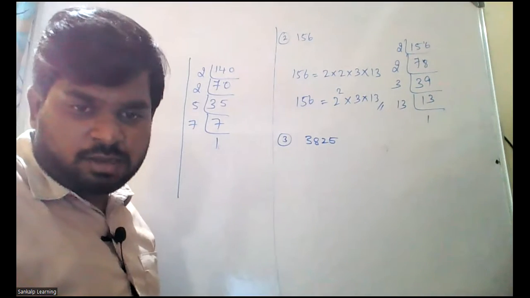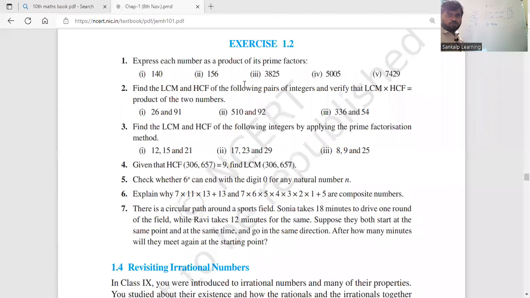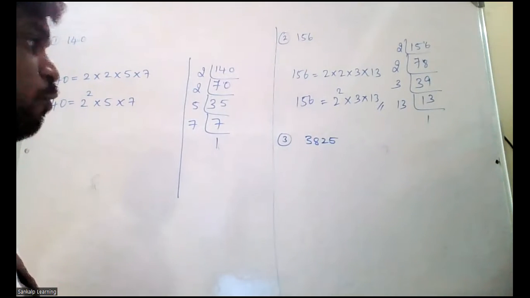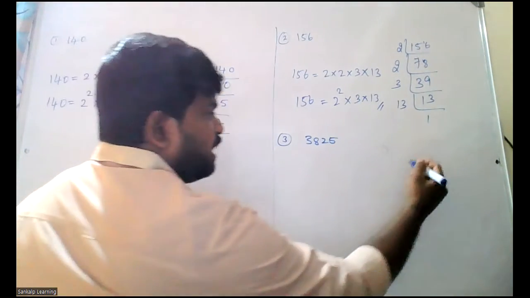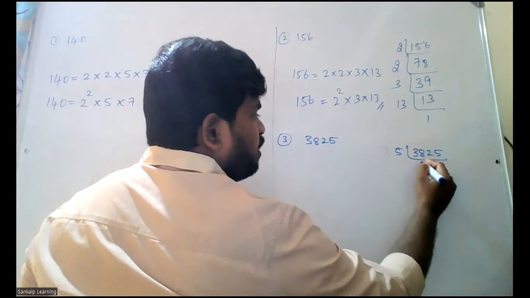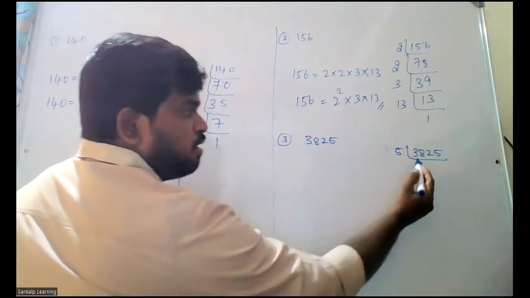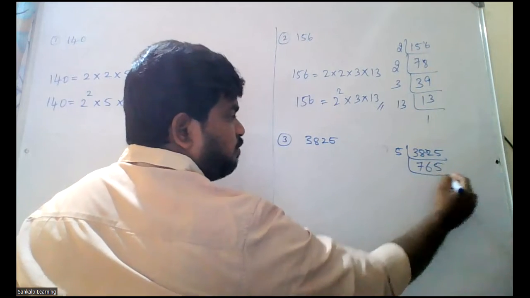If I'm not wrong, let me cross verify the question. Yeah, 3825. Now the last digit is 5. So let's start with 5. 3825. Let's start with 5. 5 sevens are 35, 3 will be carried. 5 sixes are 30. 5 fives are 25.